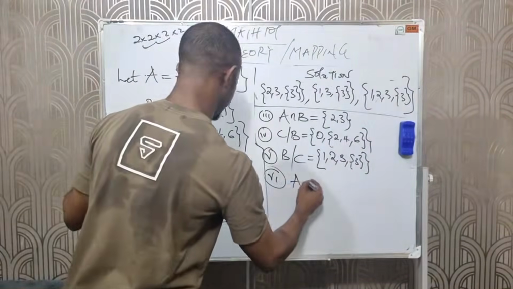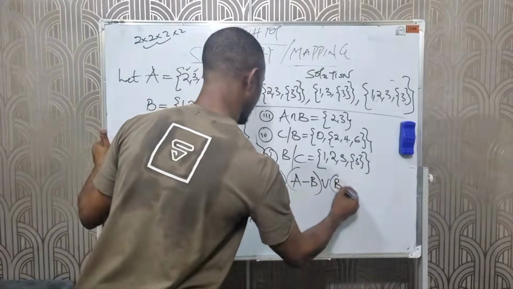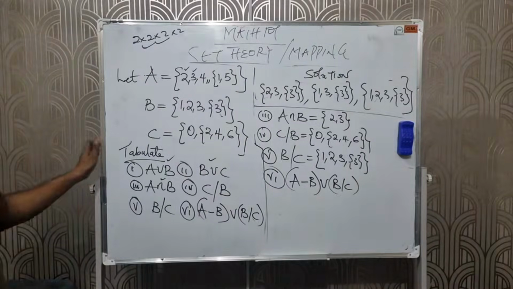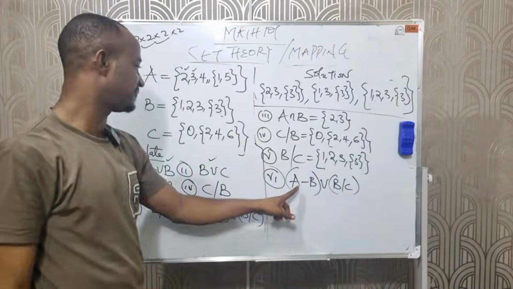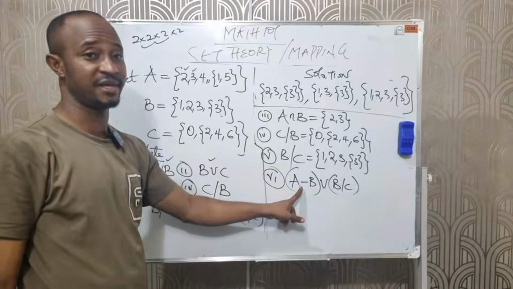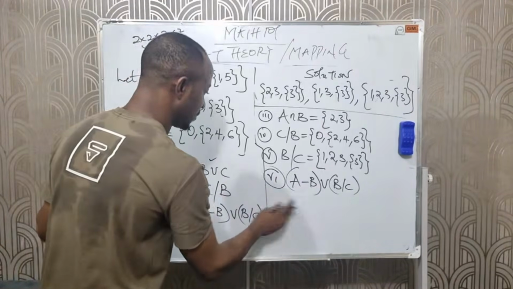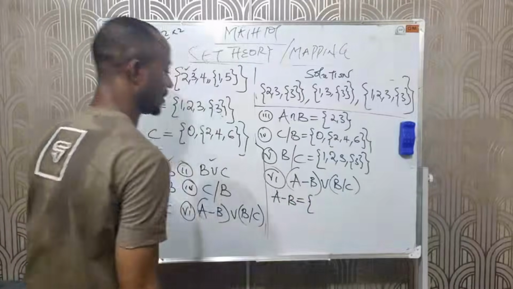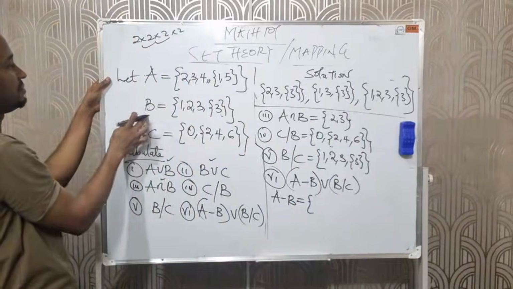Number 6 says A difference B union B difference C. Already we have gotten our B difference C as this, but we don't have A difference B. This sign means A difference B, elements found in A but not in B. Let's find A difference B. What is A difference B? Elements found in A but not in B.